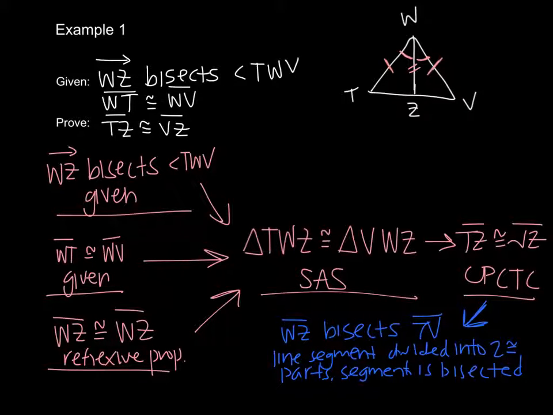Okay, so ultimately what you need to think about is first prove that the triangles are congruent, and then use CPCTC, and then you can go farther if you want to or if you need to. Okay?